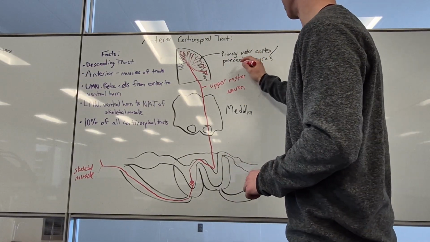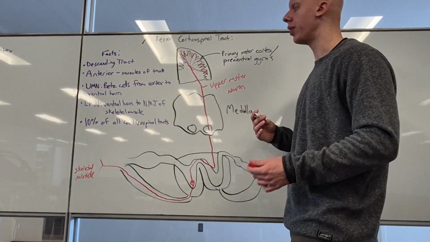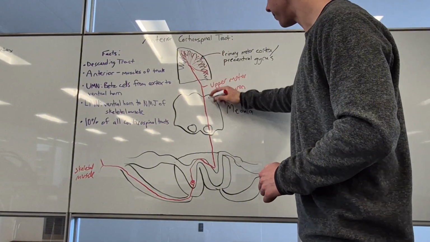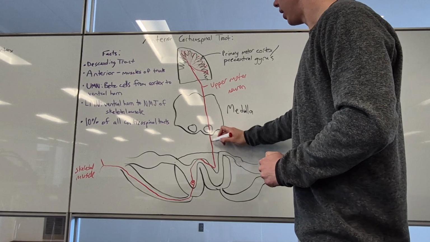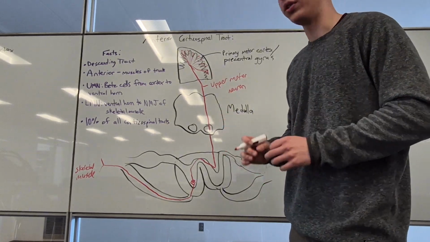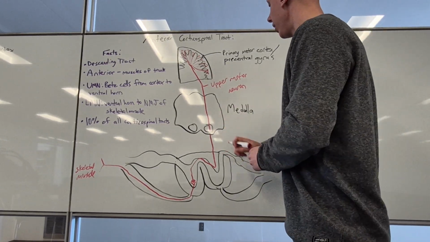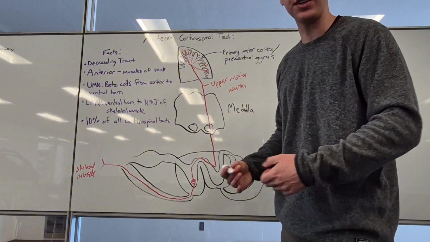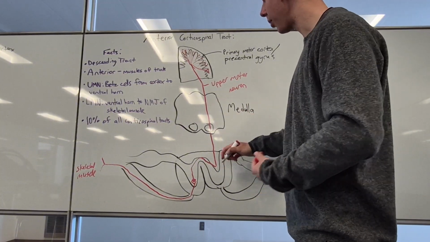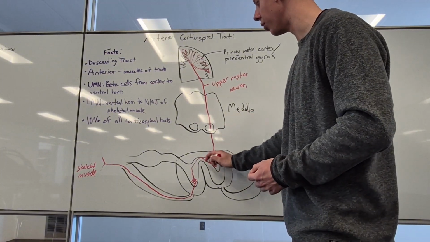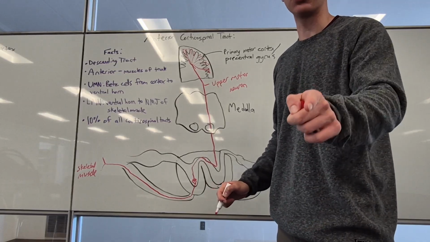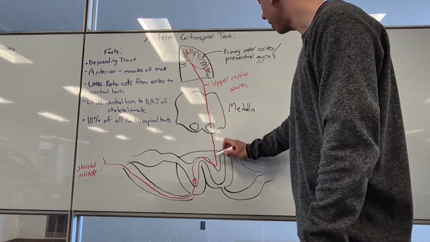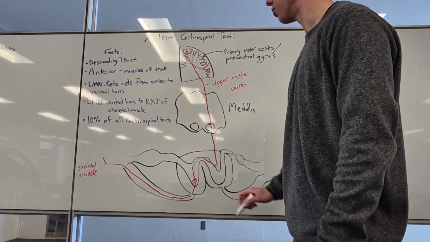So we start out with our upper motor neurons, beginning in the primary motor cortex, aka the precentral gyrus, coming down. And then the key thing to note with this one is that decussation doesn't happen. So decussation, meaning crossover, doesn't happen until we get to the spinal cord. That's going to be a little different in the lateral one, and we'll get to that in a second. But the decussation happens in the spinal cord.